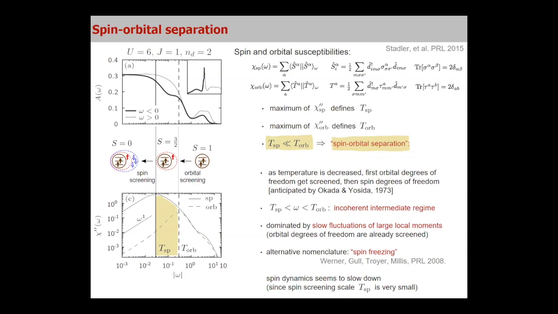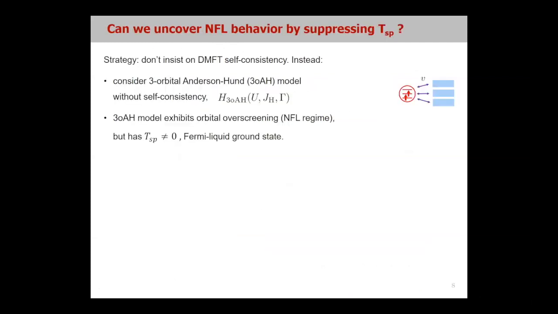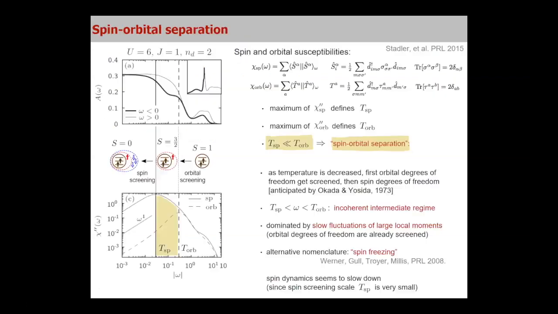Okay, so my next goal is to try to understand what happens in the spin orbital separation regime in more detail, because it turns out in this regime there seem to be apparent power laws in various calculations, and the question is, can one elucidate those better?